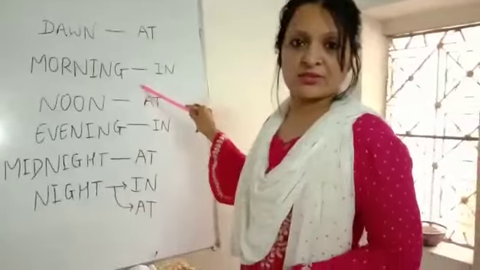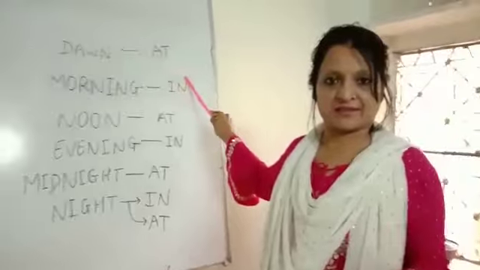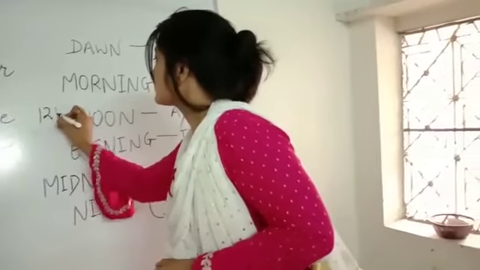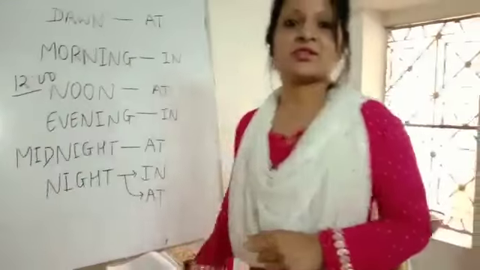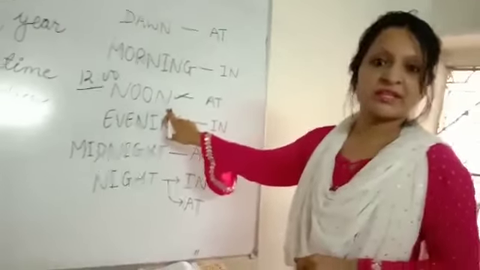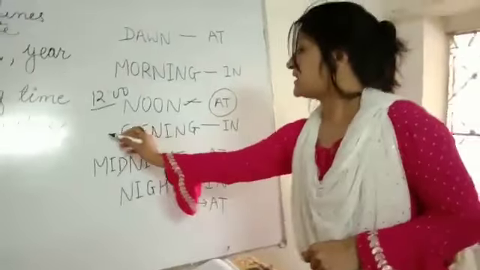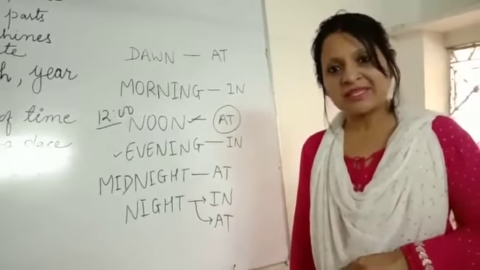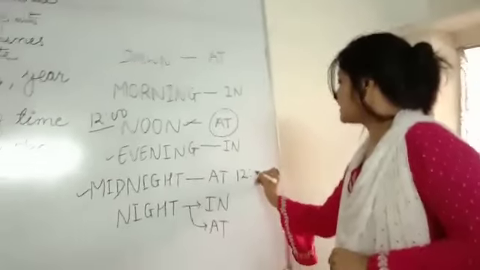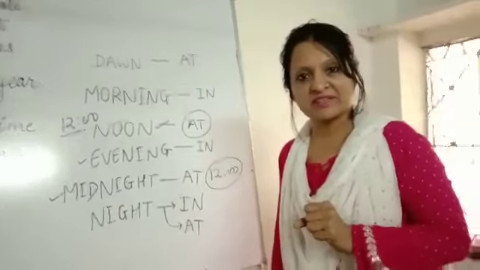Morning is a duration. You don't have a point of time, a particular time. So here we are using in. Next is noon. Noon is exactly 12 o'clock. Okay, it is 12 o'clock in the afternoon, which starts at 12. So it is having a particular time. That's why we use the preposition at. Next is evening. I will wait for you in the evening. Midnight. Midnight, again 12 at night. So it is a particular time given in the night.